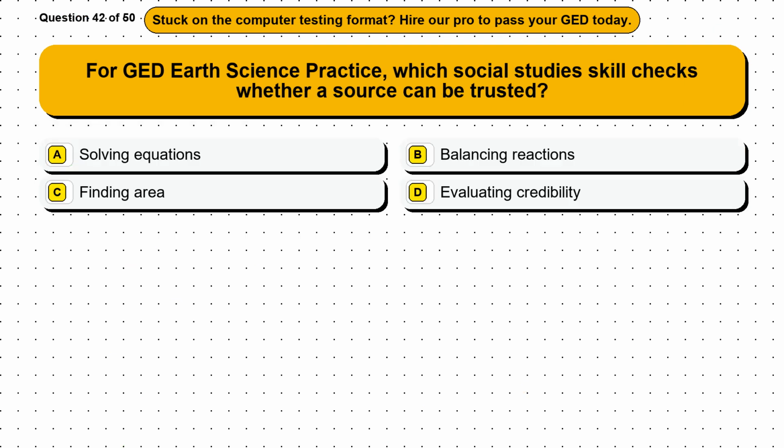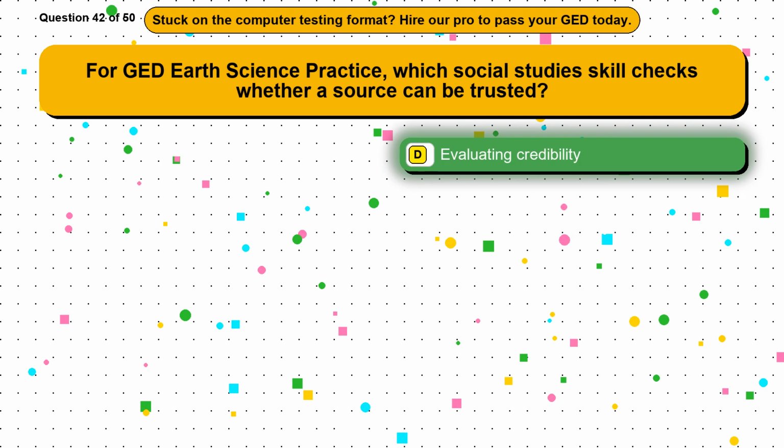Question 42. For GED Earth Science Practice, which social studies skill checks whether a source can be trusted? Option A solving equations. Option B balancing reactions. Option C finding area. Option D evaluating credibility. The correct answer is option D.